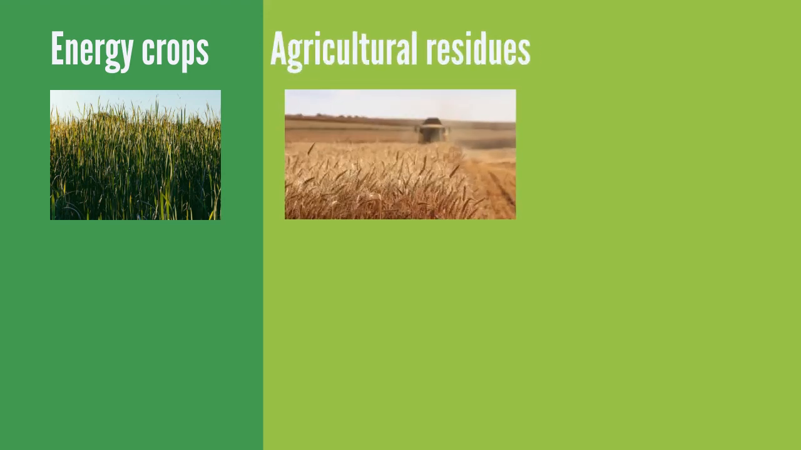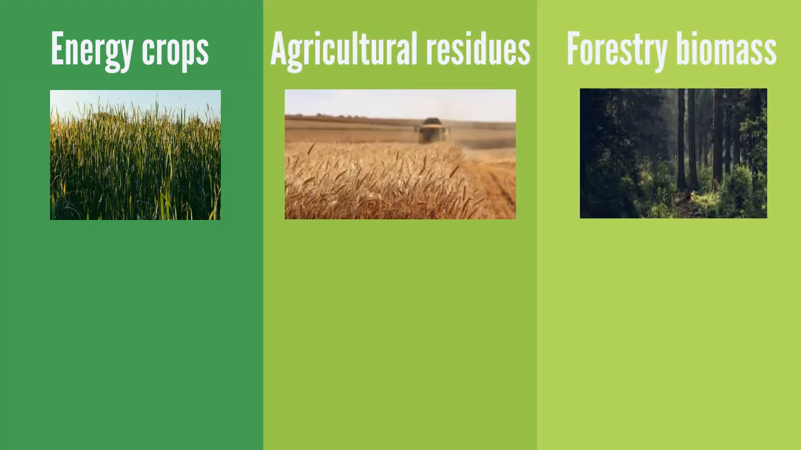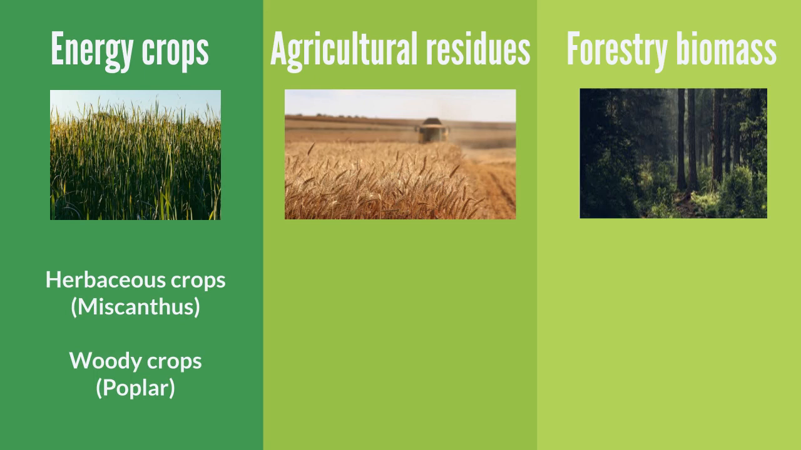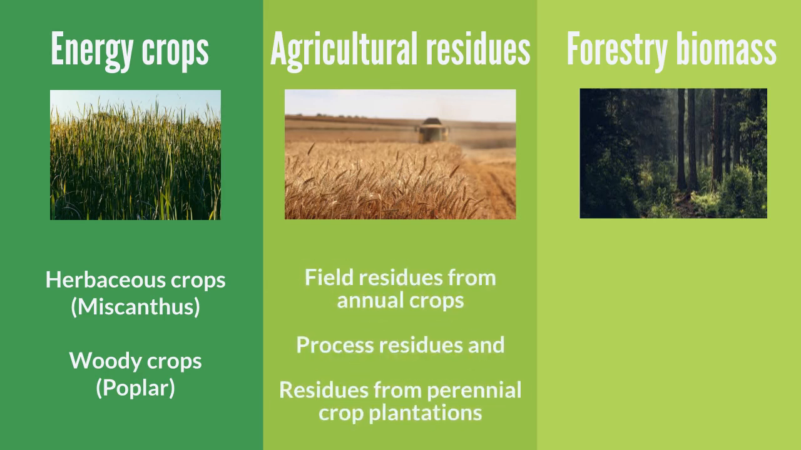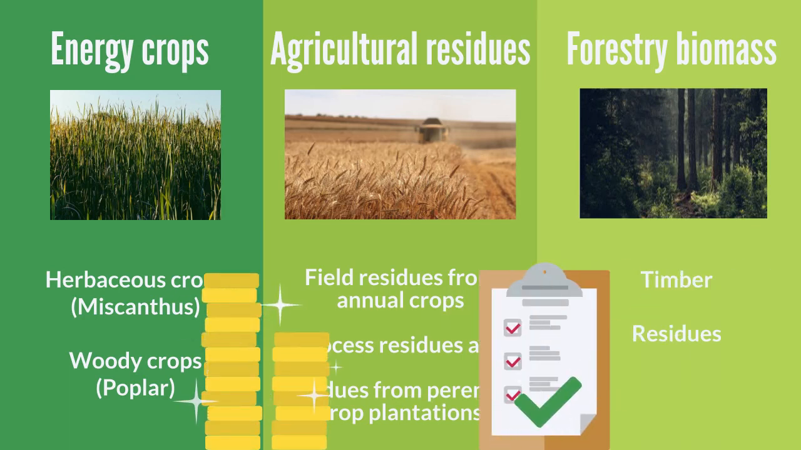Solid biofuels can be obtained from energy crops, agricultural residues, and forestry. For example, miscanthus is an herbaceous crop, and poplar is a woody crop. Agricultural residues can be field residues from annual crops, process residues, and residues from perennial crop plantations. Forestry can produce timber or residues. The key factors for the analysis of biomass resources are production costs and biomass quality.